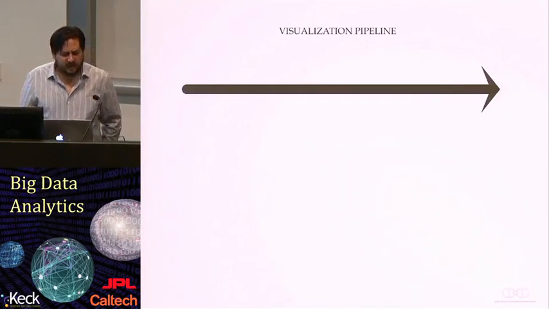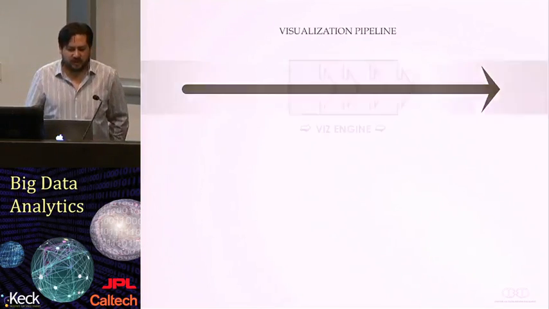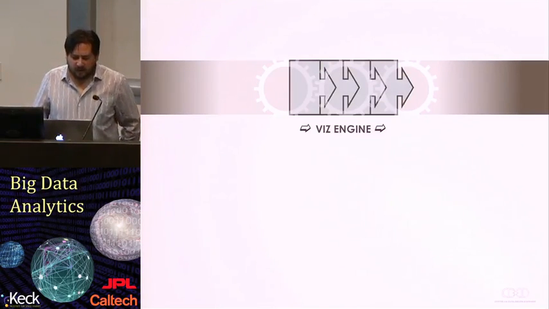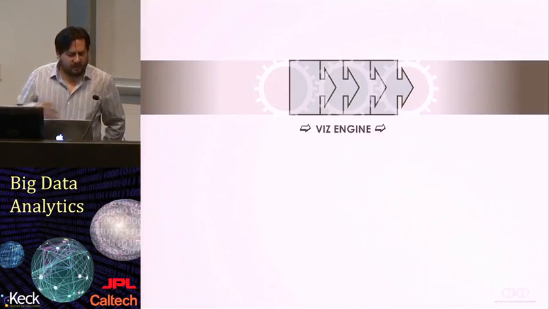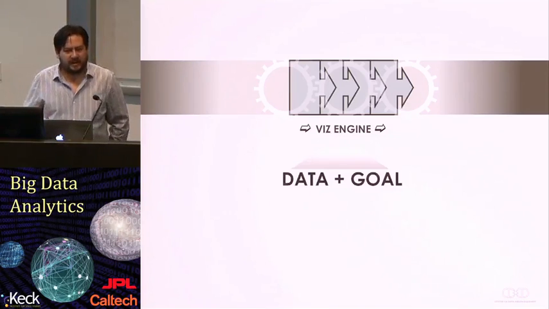So the next thing is to talk about exactly what goes into this pipeline. What is driving this pipeline? Well, as I said before, it is really about the story and what your goal is. What is it that you're trying to achieve? For that, you have to look at both the goal and the data itself.